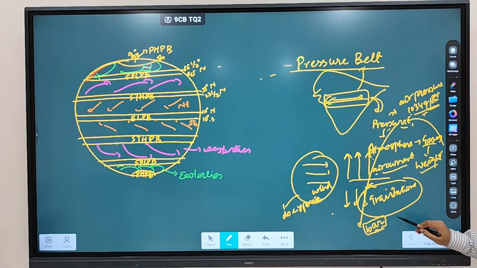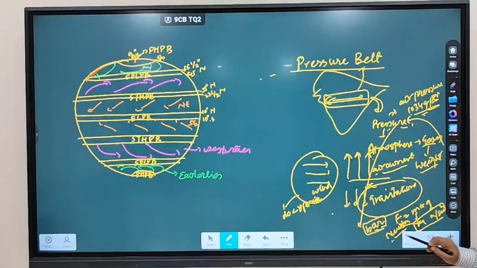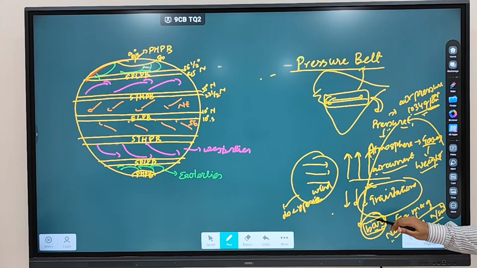For example, force is mass into acceleration. Mass unit is kg, and acceleration is meter per second square. So this is also the unit of force, but what do we write as the unit of force? Newton. So Newton is considered a unit of force. Likewise, bar is also considered a unit of pressure.